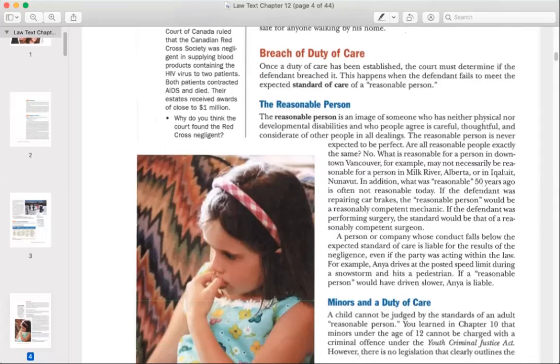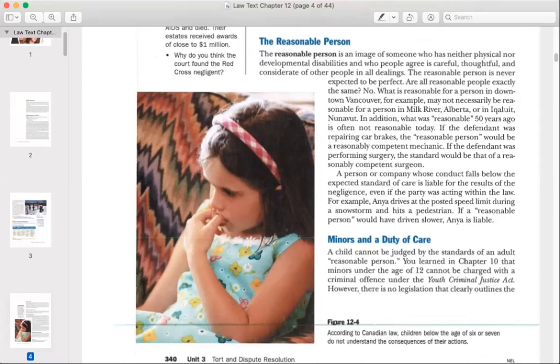If we look at breaching a duty, there are factors that need to be considered. One of them, and I already mentioned it, and you can see if you scroll down here, is minors and a duty of care. A child cannot be judged by the standards of an adult reasonable person. This doesn't mean that a child or a youth is completely off the hook from any sort of liability, but it does mean that you are not held to the same standard as an adult, someone who by definition should know better.